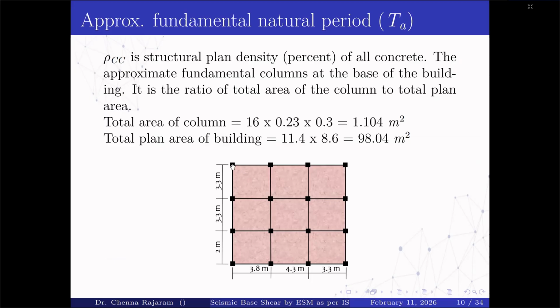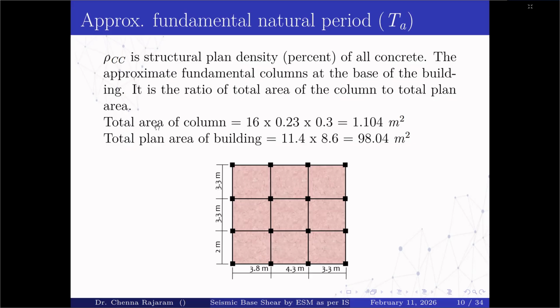And the column size is 0.23 by 0.3 meter, and the total area is (3.8 + 4.3 + 3.3) multiplied by 2 meters plus 3.3 plus 3.3 meters. So that is 11.4 by 8.6. So this is the total plan area of the building.